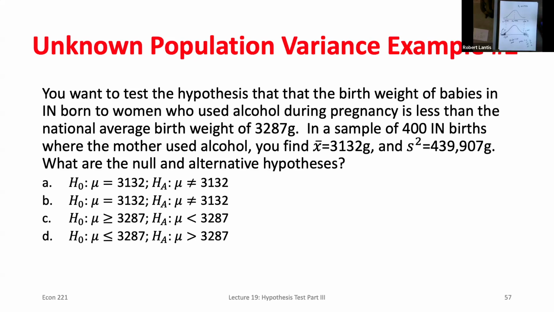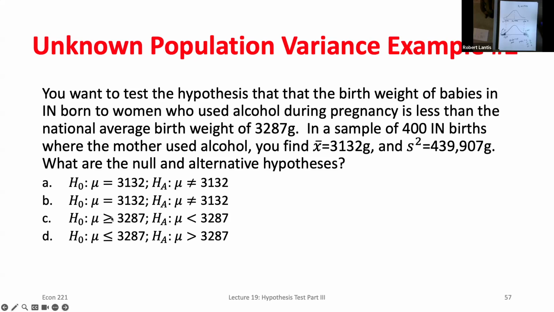So what's my null and alternative? What was I trying to find? What was I trying to test for? That the average, for people who were using alcohol during pregnancy, I want to know, is it less than the national average of 3,287? So I should hopefully have that value in my null and alternative. This is what I want to test for. That's my alternative hypothesis. So is it less than that value?